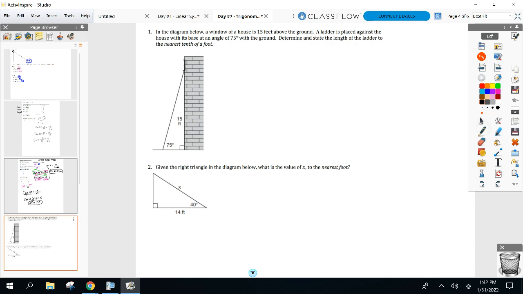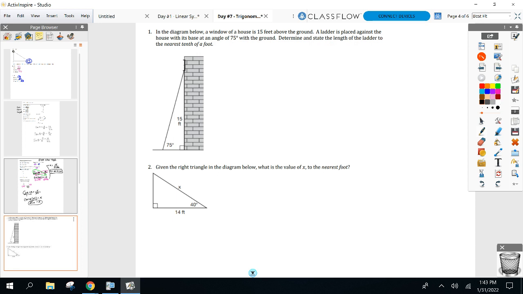All right. Let me throw some, I don't like to call them word problems, but I guess they are, huh? Classic problem with sine, cosine, tangent. My old ladder leaning against the wall. A window of a house is 15 feet above the ground. Ladder is placed against the house with an angle of 75 degrees with the ground. What's the length of the ladder to the nearest tenth?